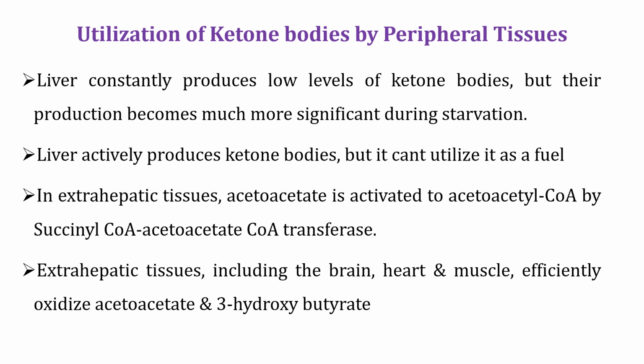So how are the ketone bodies utilized by the peripheral tissues? The liver produces a low level of ketone bodies, but this production is increased significantly during starvation conditions, when the ketone bodies are needed to provide energy to the peripheral tissues. That time these ketone bodies come into action. So the liver actively produces ketone bodies, but it can't utilize them as a fuel.